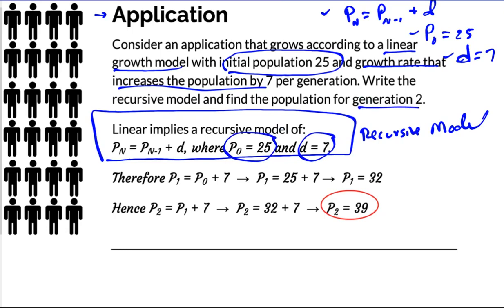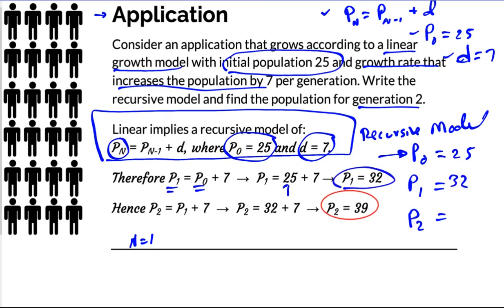Now to find generation 2, we know the population for P0. We have to find the population for P1, and then we can get the population for P2. Remember, recursive models require all of the in-between years to be calculated to get to the result. So now we say, well, let n equal 1. When n equals 1, then Pn becomes P1, and Pn minus 1 becomes P0. And we look up at P0 from the previous generation, which is 25. We plug that in, and 25 plus 7 gives us P1 is 32.